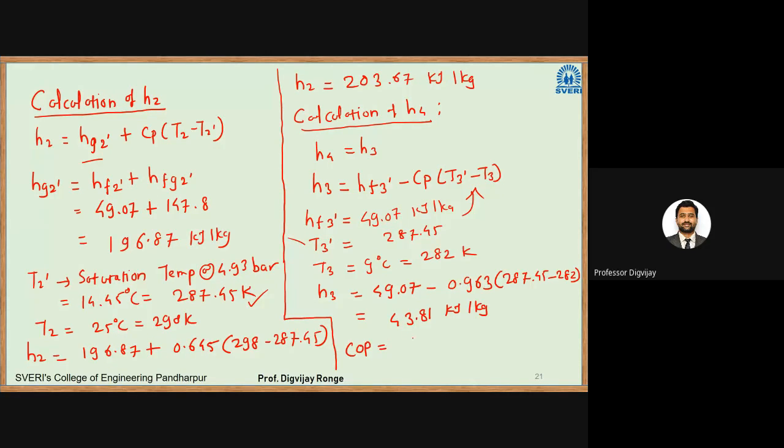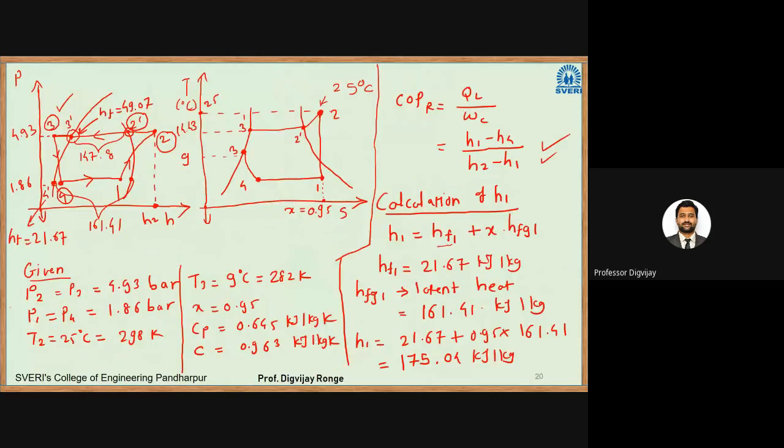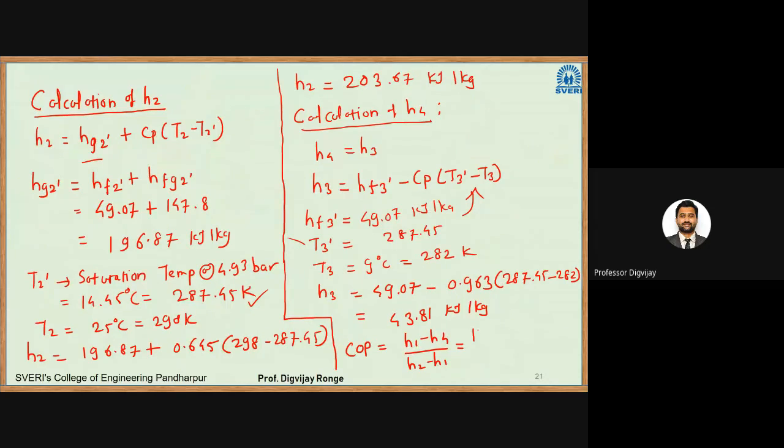So we'll calculate the COP. COP will be equal to H1 minus H4 divided by H2 minus H1. Now put all these values. H1, how much we have calculated? H1 we have calculated as 175.04. So 175.04 minus H4. Here we have said that H4, because that is the isenthalpic process, H4 is equal to H3. H3 we have calculated, so that is equal to H4. So minus 43.81 and divided by H2.